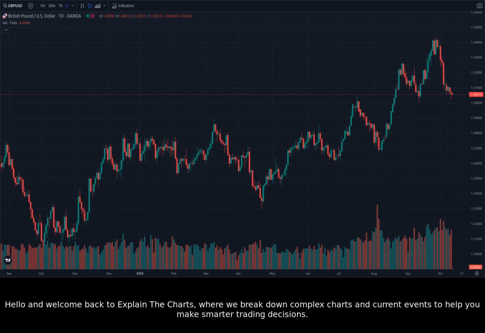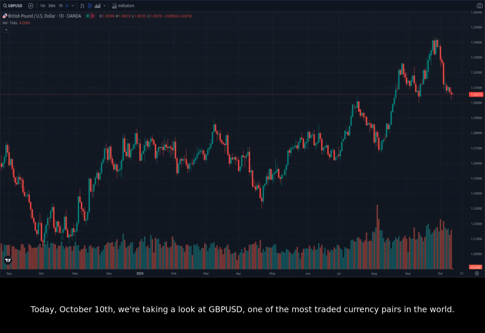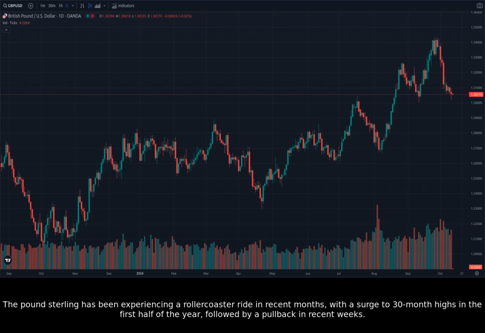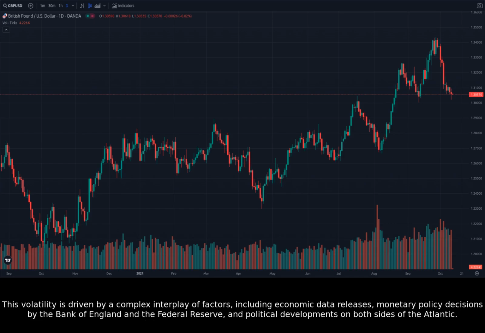Make smarter trading decisions. Today, October 10th, we're taking a look at GBPUSD, one of the most traded currency pairs in the world. The pound sterling has been experiencing a roller coaster ride in recent months, with a surge to 30-month highs in the first half of the year, followed by a pullback in recent weeks. This volatility is driven by a complex interplay of factors, including economic data releases, monetary policy decisions by the Bank of England and the Federal Reserve, and political developments on both sides of the Atlantic.